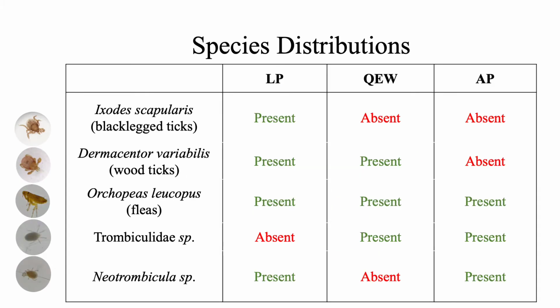The species distributions across population sources found in this study varied, though the same flea species was found at all sites. In Long Point, or LP, all ectoparasites but the trumbiculid mites were present. In Queen Elizabeth Wildlands, or QEW, blacklegged ticks and neotrumbiculid mites were absent, and in Algonquin Park, or AP, both blacklegged ticks and wood ticks were absent.